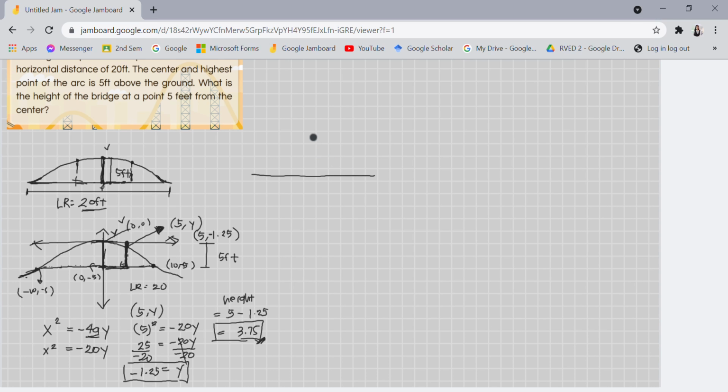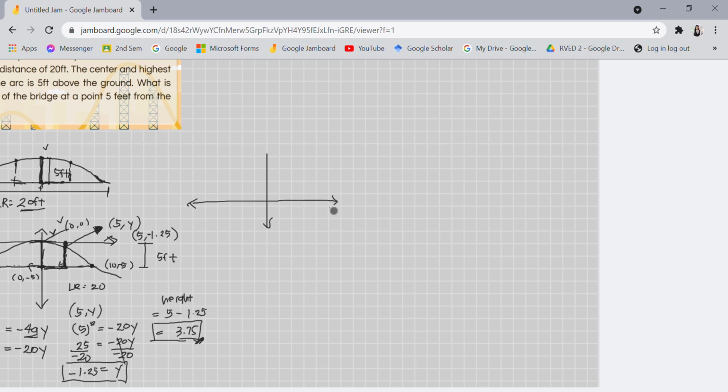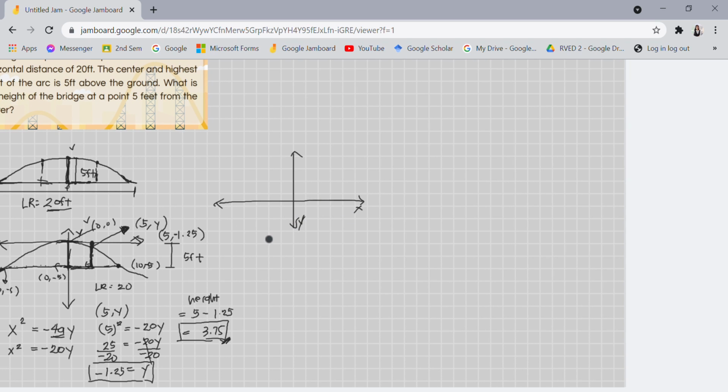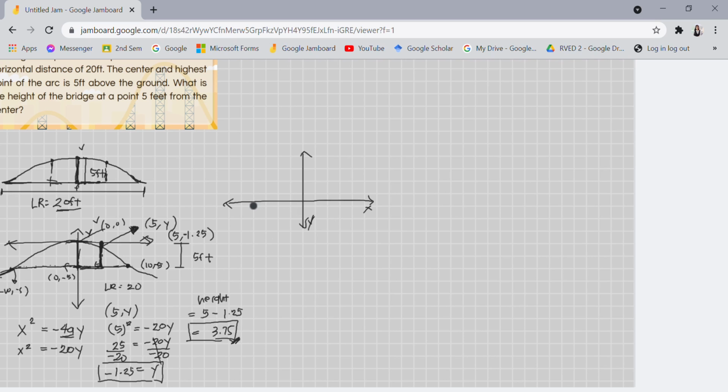So, let's say, mag-drawing tayo ng Cartesian plane natin. Pwede naman kasi yon. Okay? So, this is your x-axis, this is your y-axis. Tapos, nag-decide tayo, ma'am, ang gusto ko pong i-place, gusto ko po ipantay yung ground dito sa x-axis. So, ito yung ground natin. Ito yung ground level. Okay?